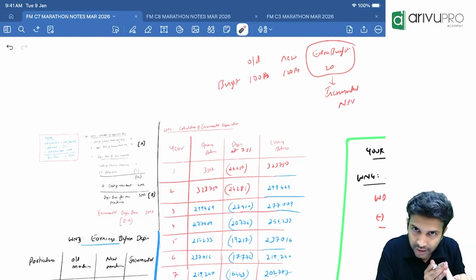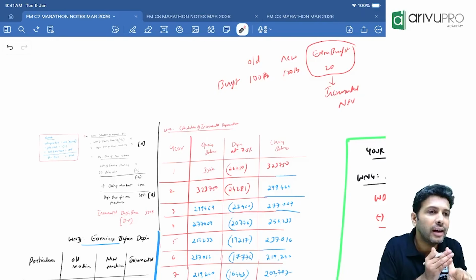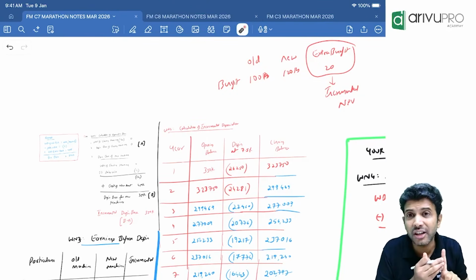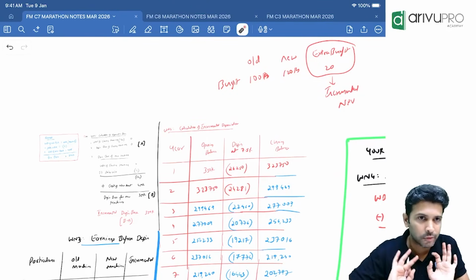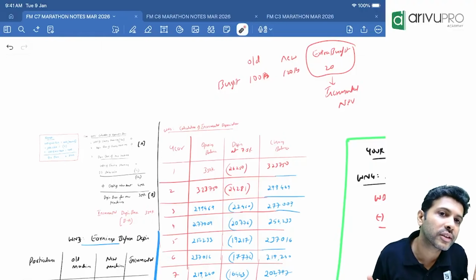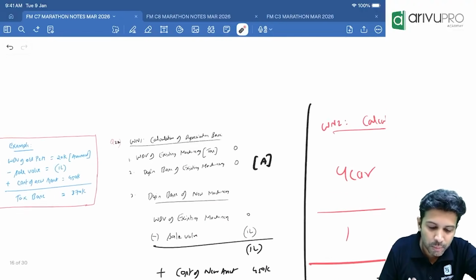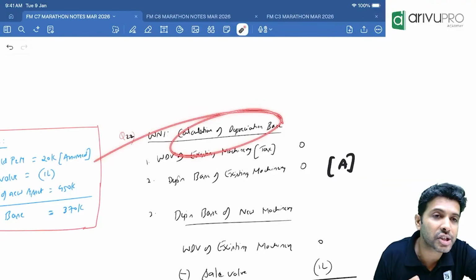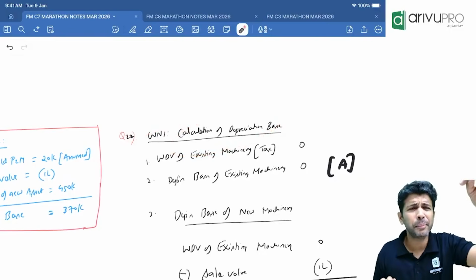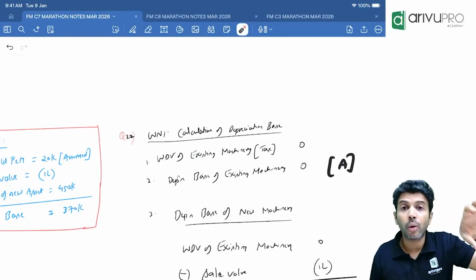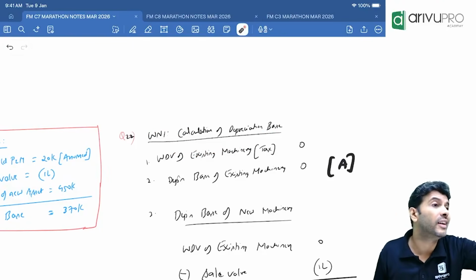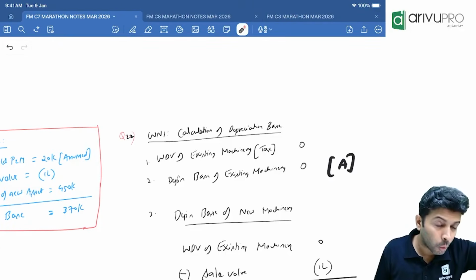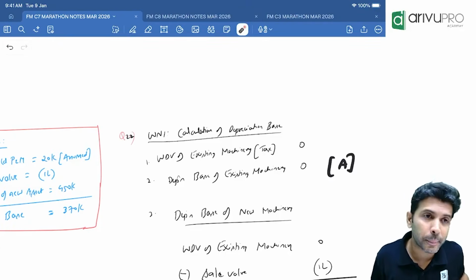Whether it is the incremental approach problem I'm solving, and is depreciation charged under the WDV method? If it is so, whatever format I'm discussing will hold. Now, first step, what did I say? Calculating the depreciation base. Depreciation base means on what value are you calculating depreciation?